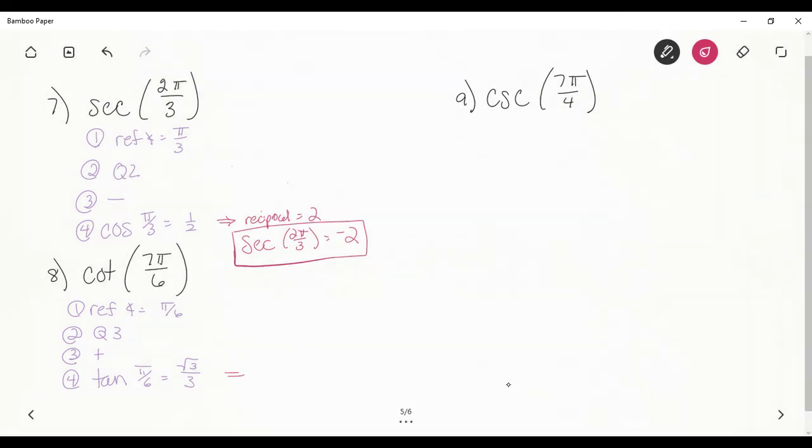Now we look to the reciprocal. The reciprocal of root 3 over 3 is equal to root 3. So therefore, the cotangent of 7 pi over 6 is equal to radical 3.